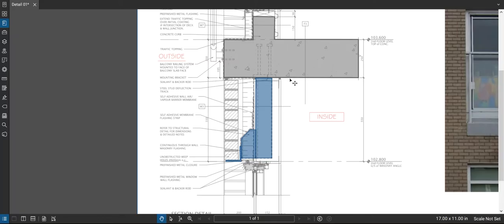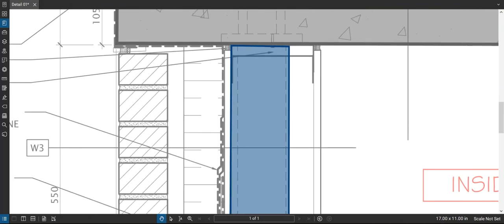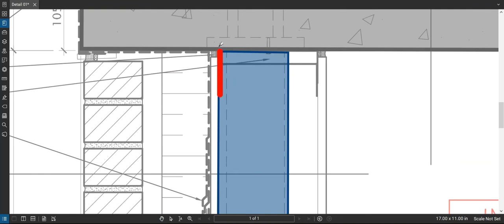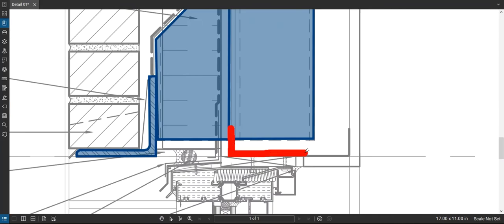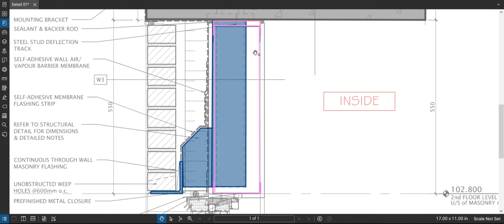Okay, so we got our superstructure, we got our secondary structure. Now let's move into our substructure elements here. And so what we've got here is a track right here. Okay, so it's the top track of a steel stud wall. There's a bottom track right there. And then there are vertical studs running between those tracks. I've highlighted the studs here in pink.